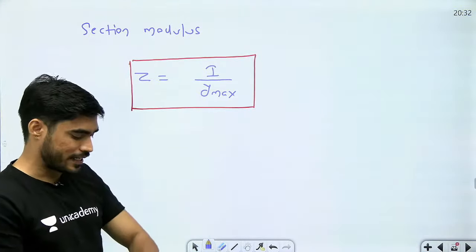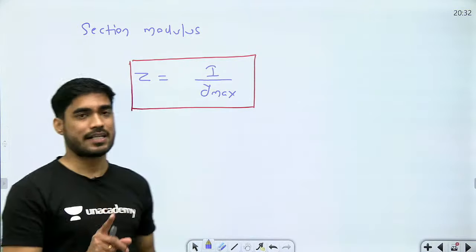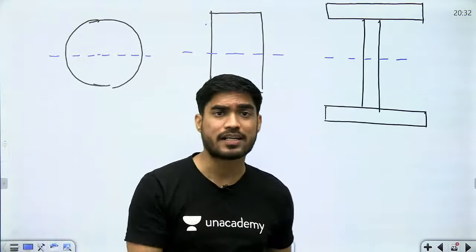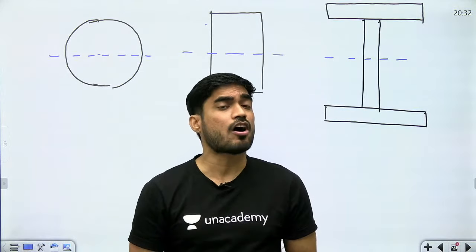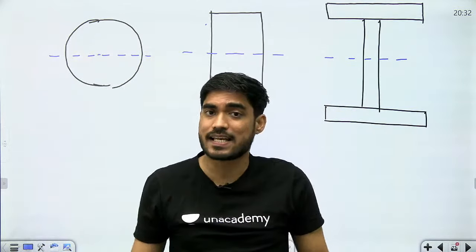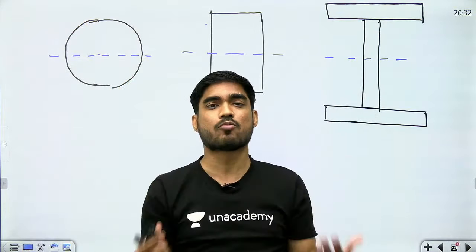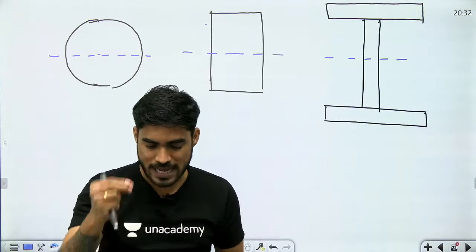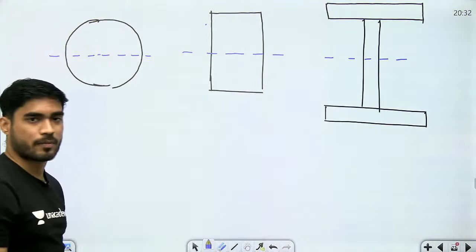What creates the greater difference? The major difference is created by I. Now understand what I is. I have already told you what moment of inertia is. Moment of inertia is the distribution of area from the neutral axis. If the area is distributed far from the neutral axis, I is more. If the area is close to the neutral axis, I is less. So beta, I have already explained what moment of inertia is.